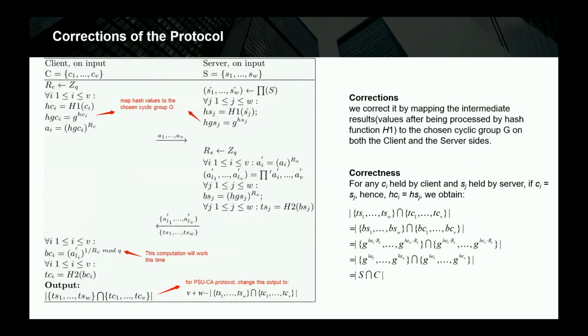As to how to correct these protocols, in our paper, we map these hash values to the chosen cyclic group by the following computations. This computation will work to strip off the exponent R sub C. As to how to correct the PSU-CA protocol, we change this output to this equation.